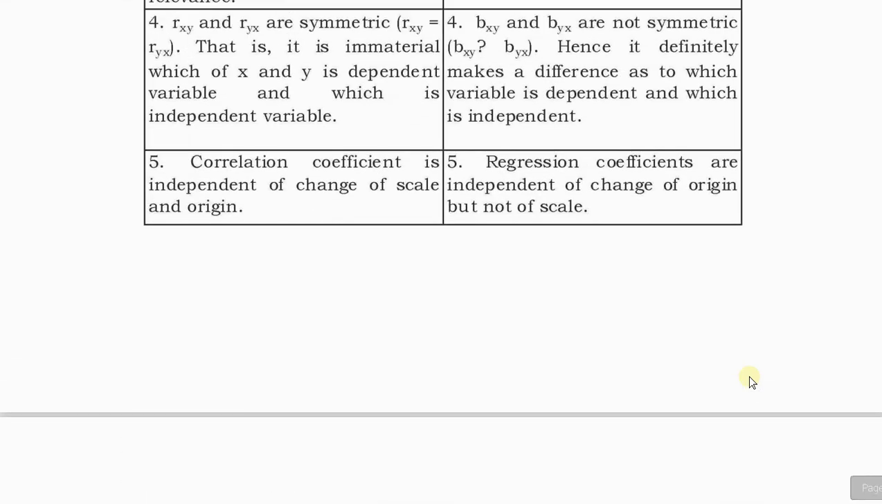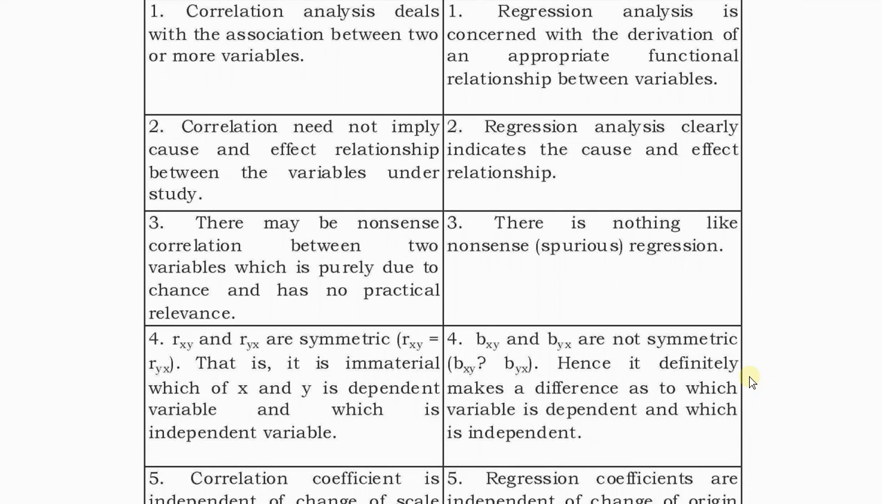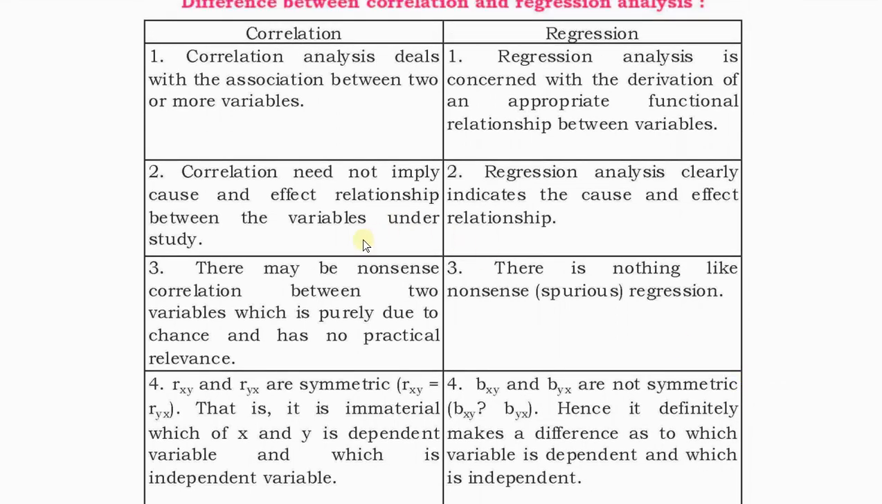Now let us look at the difference between correlation and regression. Correlation deals with the association between two or more variables, whereas regression deals with the appropriate functional derivation of the relation between the variables. That is, correlation tells you the degree of relationship between two variables, whereas regression helps you in estimating the change in one variable due to the change in the other variable.